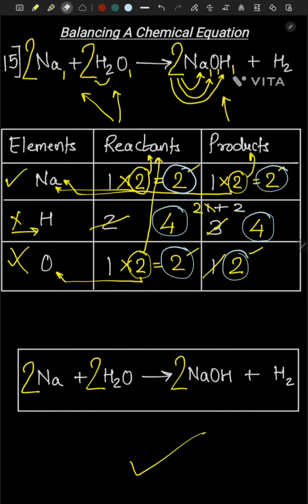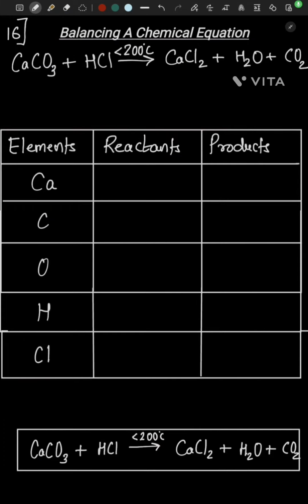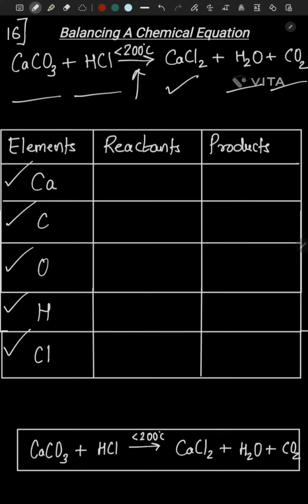Hence everything is balanced. Moving on to the next chemical equation, where we have calcium carbonate reacting with hydrochloric acid, which is heated up to 200 degrees Celsius, resulting into calcium chloride, water molecule, and a gas, carbon dioxide. Let us take the elements involved in them. One of the elements is calcium, then we have carbon, then oxygen, hydrogen, and the last one is chlorine. So a total of 5 of them are involved in the above chemical equation.